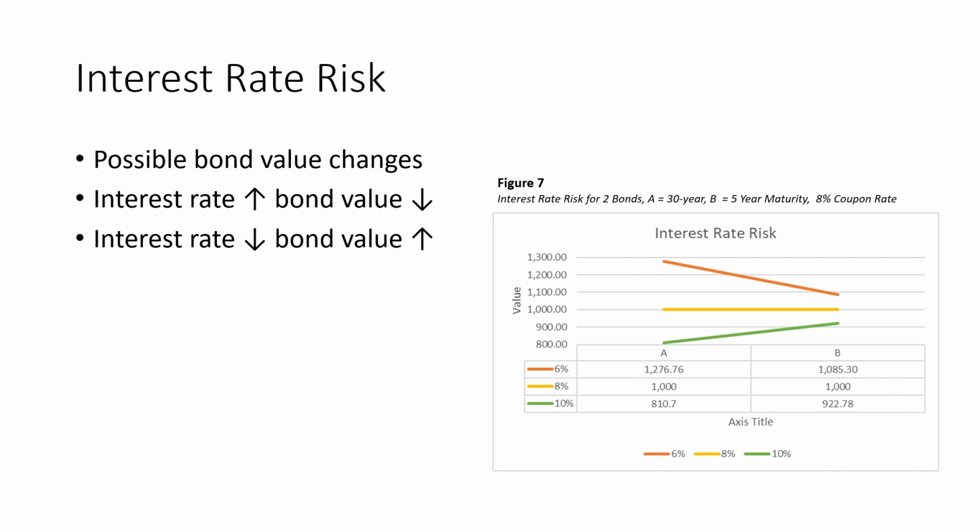When RD is 8%, equal to the coupon rate, the price of both bonds is $1,000, equal to the par value. If RD increases to 10%, the price of both bonds drops, but the price of bond A falls more than bond B. If RD decreases to 6%, the price of both bonds goes up, but the price of bond A increases more than bond B. In summary, the price of the longer-term bond is more sensitive to changes in interest rates than that of the shorter bond. In other words, the future selling price of the longer bond is more unpredictable.